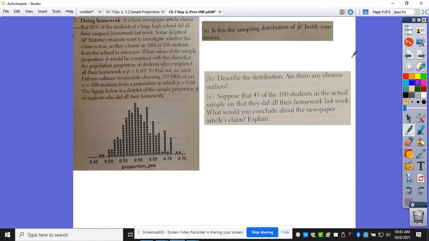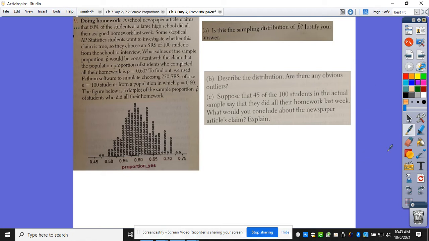Students at a large high school did all their assigned homework last week. Some skeptical AP Stat students wanted to investigate whether this claim is true. So this is kind of one where I was talking about yesterday, where hypothetically we go with the claim and then we see if it's right or not, like the 80% free throw shooter thing. So we went with the claim that it's 60%. We used a simulation to create dots for that. This is what the dots gave us.